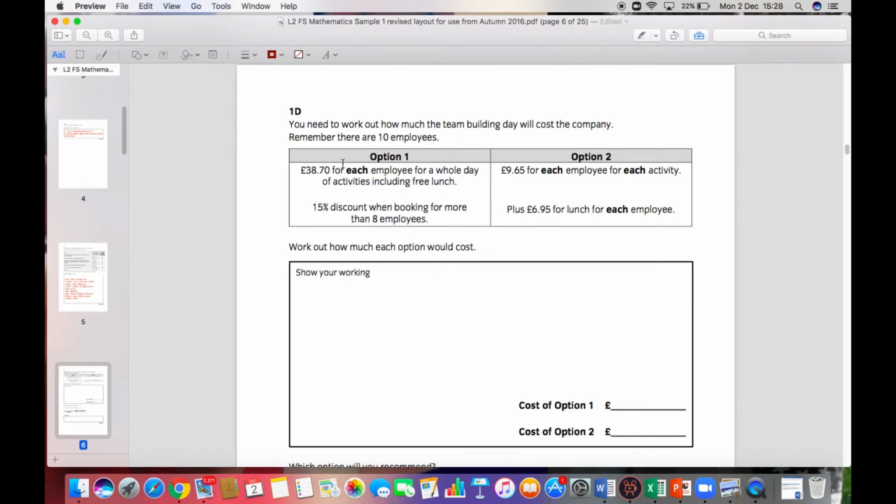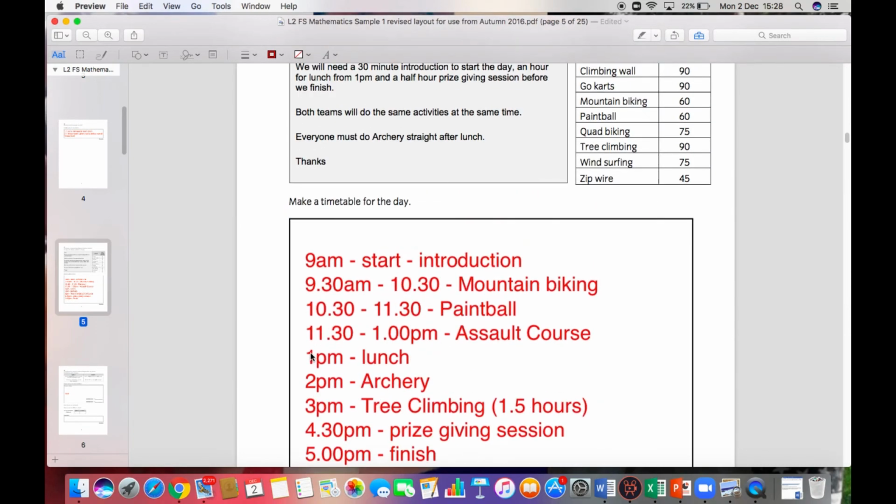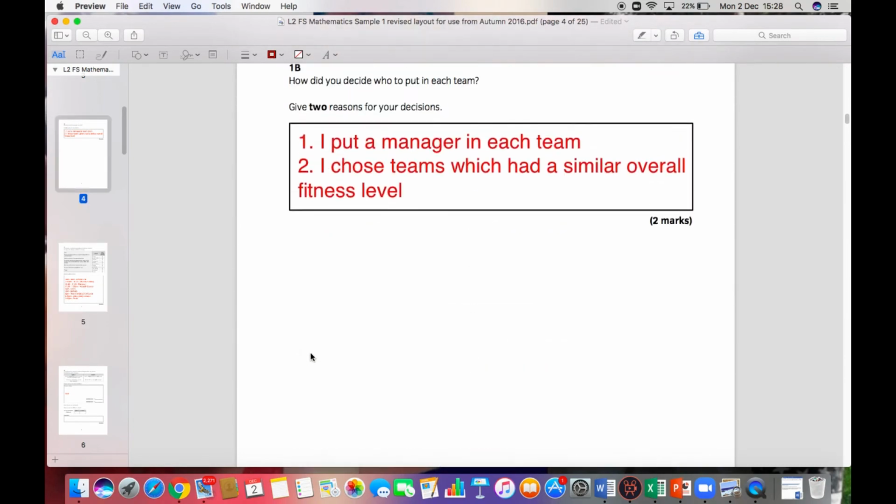Let's start with option 2 because it's the easiest one. We've got no percentages to work out. And here is where I want you to try and show as much working out as possible for every single thing that you do. So you've got, how many employees do we have? Forgot. Let's have a look.